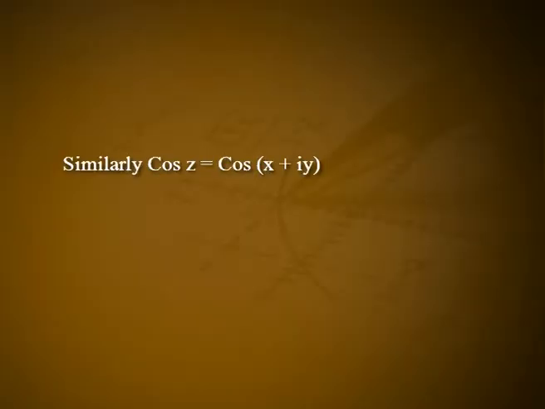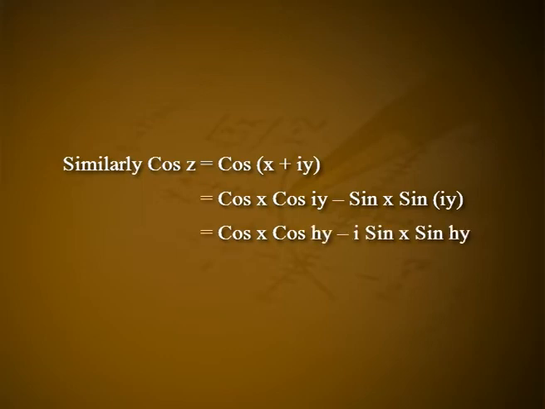Now consider sin z = sin(x + iy), which is equal to sin x cos(iy) + cos x sin(iy), which is equal to sin x cosh y + i cos x sinh y. Similarly, cos z = cos(x + iy), which is equal to cos x cos(iy) - sin x sin(iy), which is equal to cos x cosh y - i sin x sinh y.